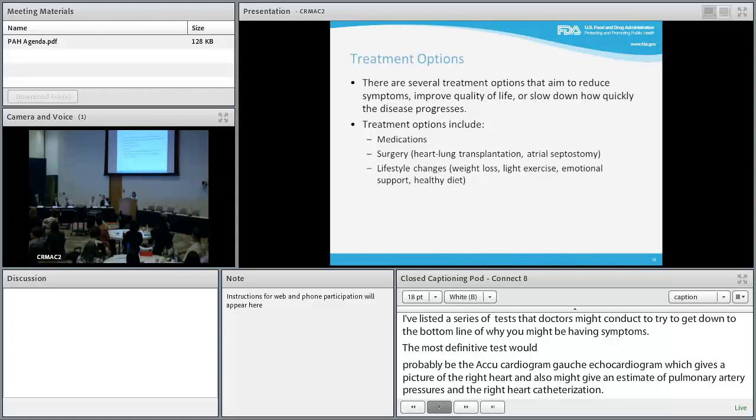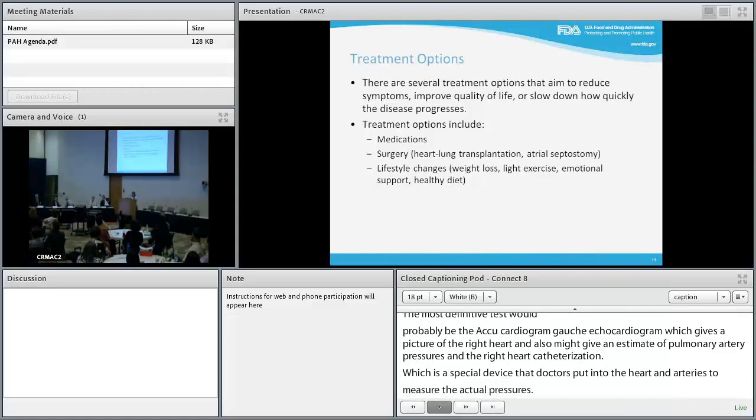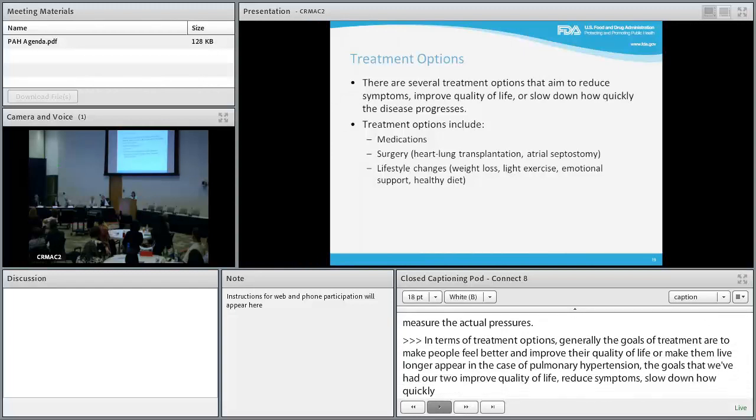In terms of treatment options, generally the goals of treatment are to make people feel better, improve their quality of life, or to make them live longer. In the case of pulmonary hypertension, the goals that we've had are to improve quality of life, reduce symptoms, slow down how quickly the disease progresses, and to improve your function as measured by the 6-minute walk test.